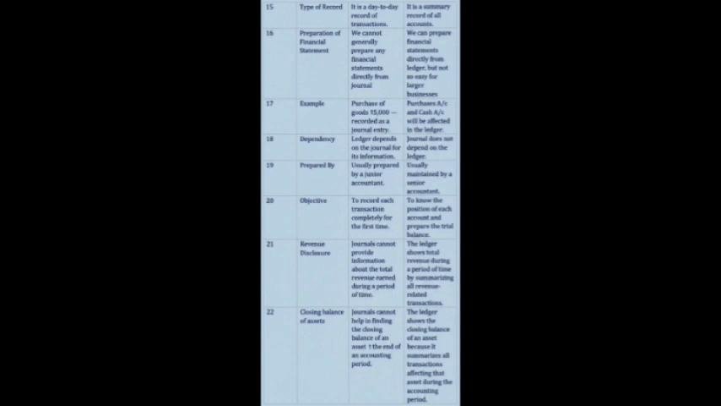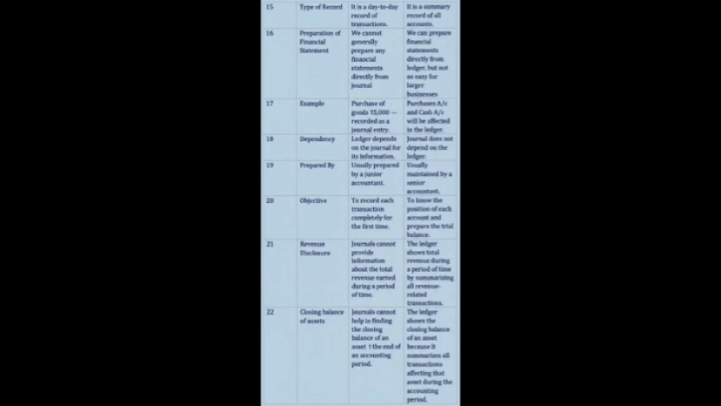The ledger depends on the journal for its information. The journal does not depend on the ledger. Journals are prepared by junior accountants, whereas ledgers are maintained by senior accountants. Objective, revenue and closing. The objective of a journal is to record each transaction completely for the first time. The objective of a ledger is to know the position of each account and prepare the trial balance.